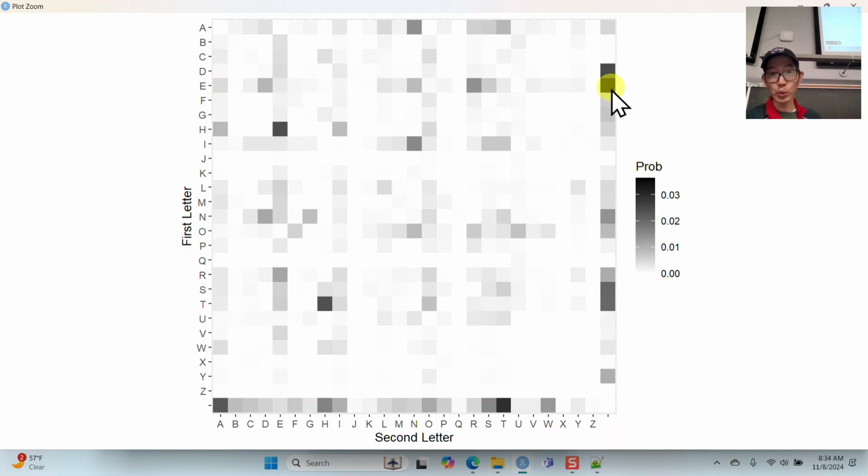There's a lot of words that end with E followed by a space, a lot of words that end with an S or a T, S followed by a space, T followed by a space, so on and so forth. And then this is space followed by an A, space followed by a T. So we see there's actually lots of words that start with A, lots of words that start with T and H, and things like that. So anyway, this is our 2-letter transition probability matrix.